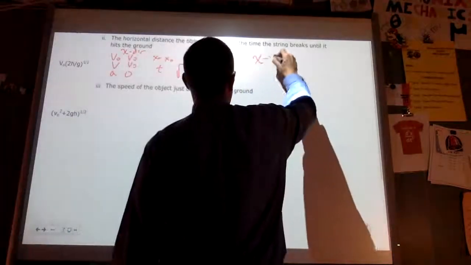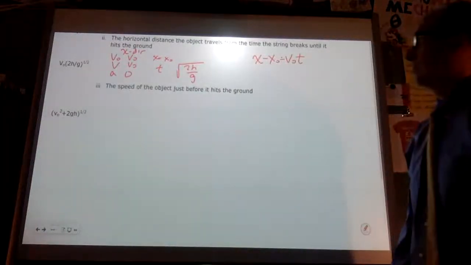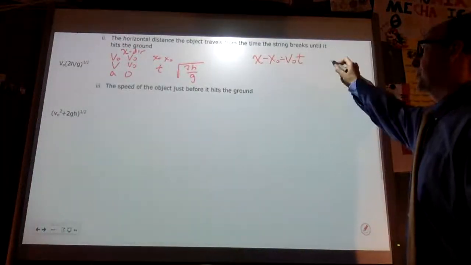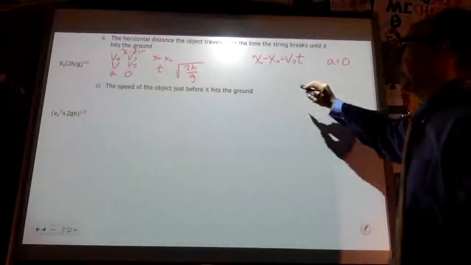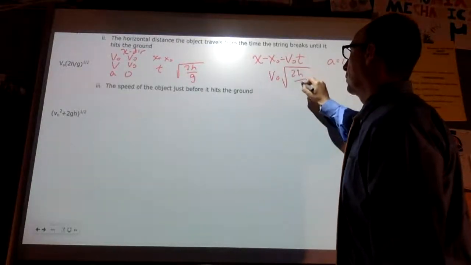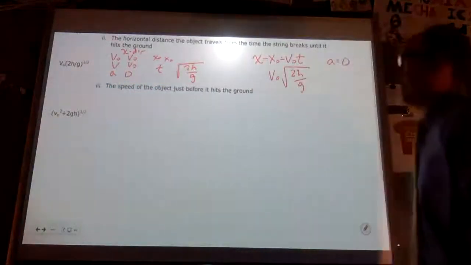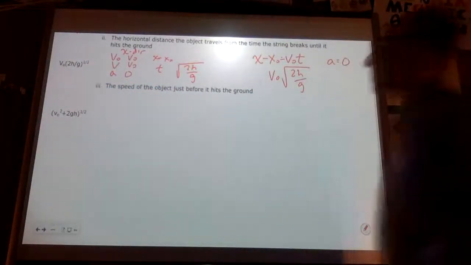And so I'm just going to have v naught t, because a is equal to 0, right? So the 1/2 at squared is going to cancel out. So this is going to be v naught radical 2h over g, which agrees with this. The speed of the object just before it hits the ground.